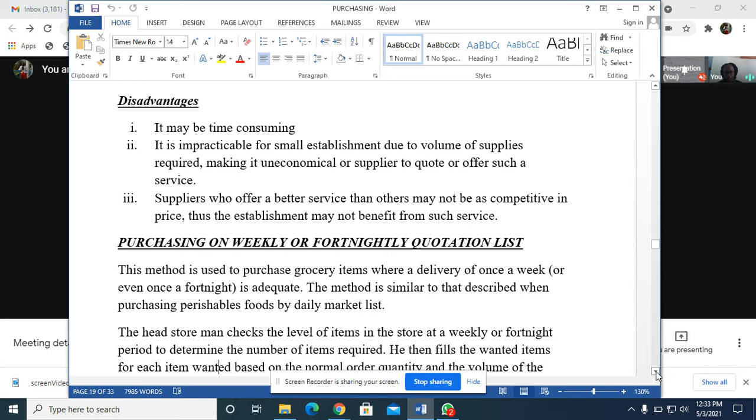Then the last but not least, the suppliers who offer a better service than the others may not be as competitive in prices. Thus, the establishment may not benefit from such a service. Now, since you have to deal with several suppliers, and once you decide on those suppliers, at some point there might be suppliers who can be very competitive in terms of prices, so you may not be able to take advantage of such suppliers. You'll have to deal with the ones that you have already ordered the commodities from, so that becomes a disadvantage.